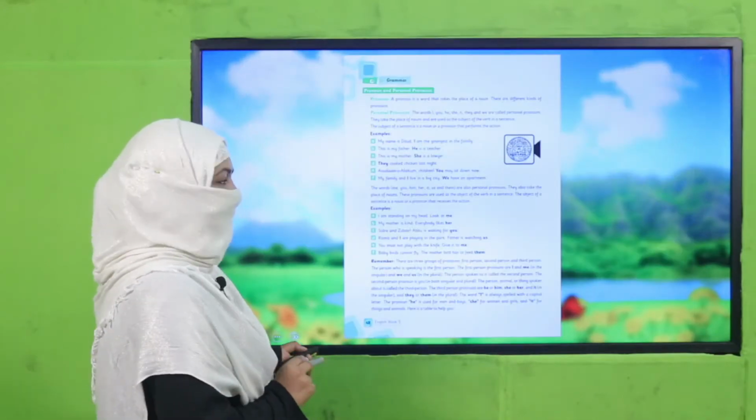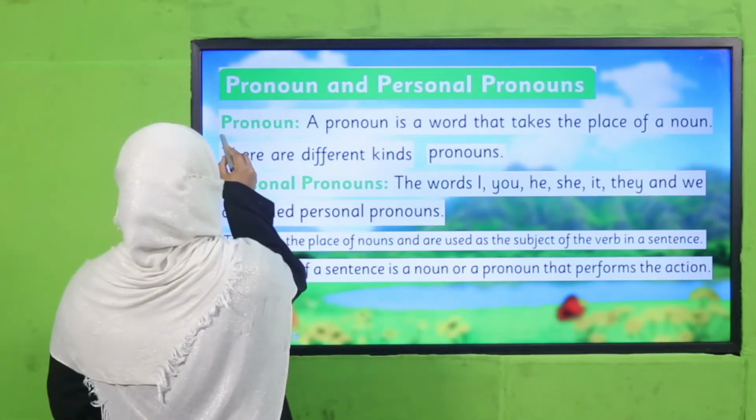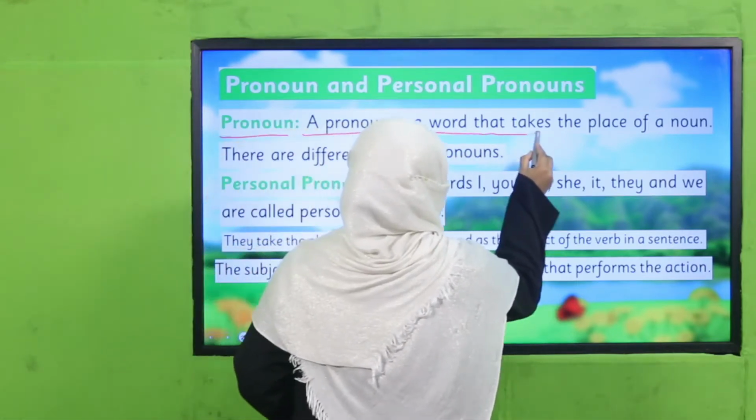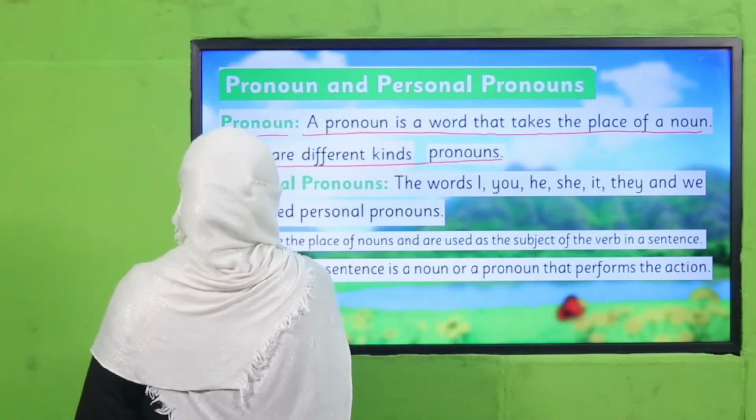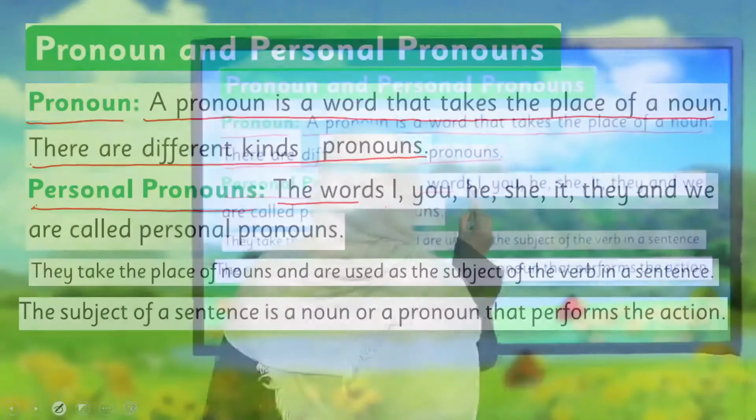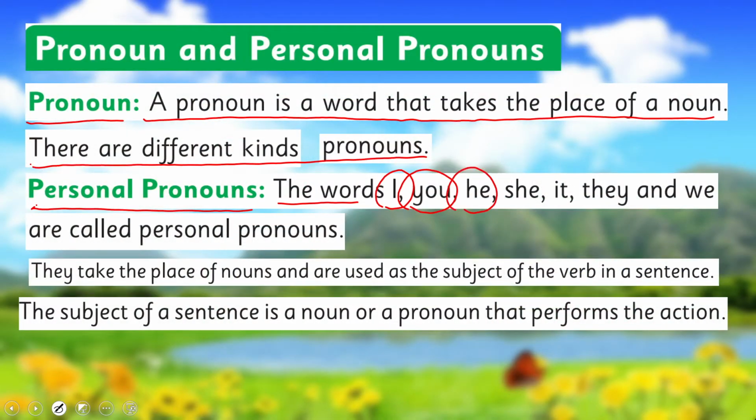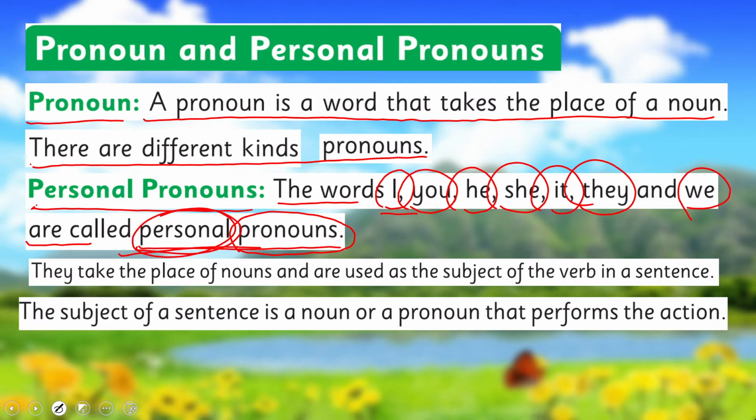So let's see, what does your book say about it? Here it is. A pronoun is a word that takes the place of a noun. There are different kinds of pronouns. Personal pronoun. The words I, you, he, she, it, they, and we are called personal pronouns. Why? Because we know pronoun replaces a noun, and all these are the replacement of persons. That's why they're called personal pronouns, right?